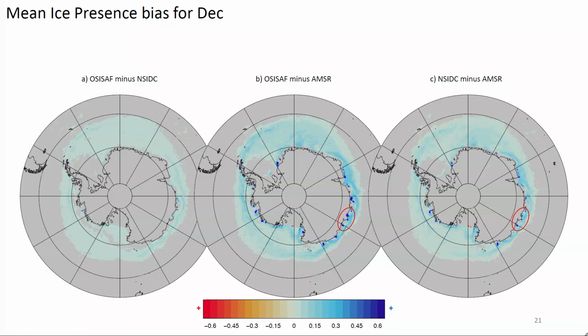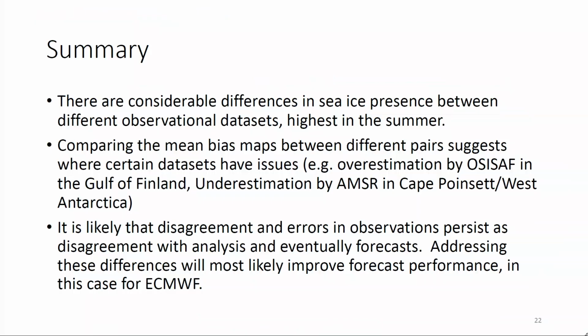I don't have the figure for this, but we did a similar comparison in the northern hemisphere, and we also think that AMSR ice estimates are lower than they should be. So just to summarize, there are considerable differences in ice presence between the different observational data sets, and comparing the mean bias maps can give an idea of where certain data sets have issues. For example, the Gulf of Finland for OCSAF or West Antarctica for AMSR.